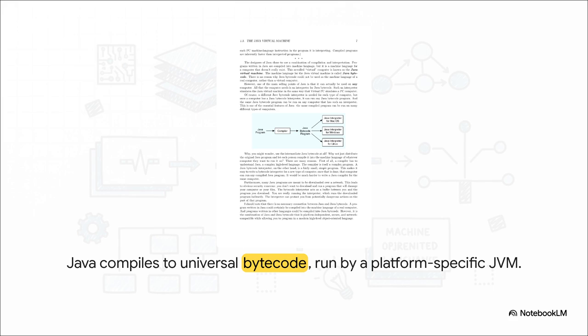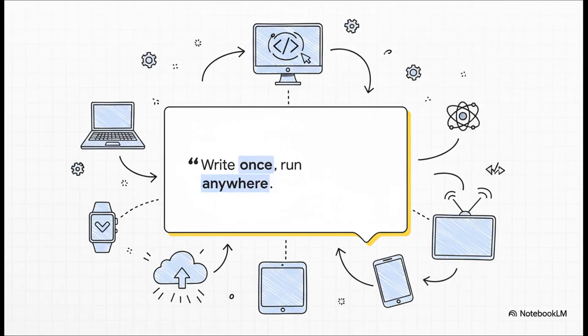Then, each platform, Windows, Mac, you name it, has its own special translator, the Java Virtual Machine, or JVM, and that JVM's only job is to read that universal bytecode and translate it on the fly for the local hardware. It's genius! This amazing idea led to one of the most famous slogans in all of programming. Because of the JVM, you could finally write once, run anywhere. It was a total game changer. It achieved true platform independence.